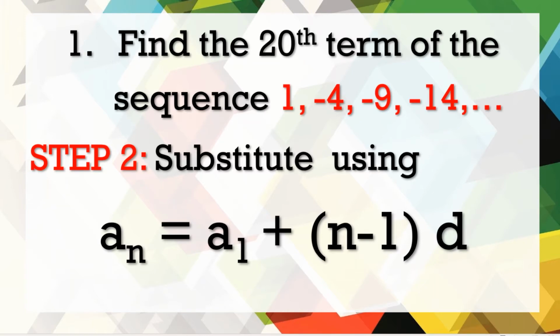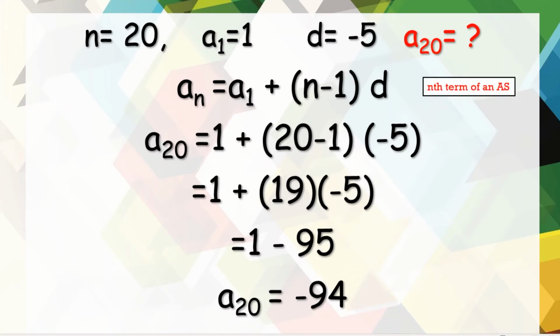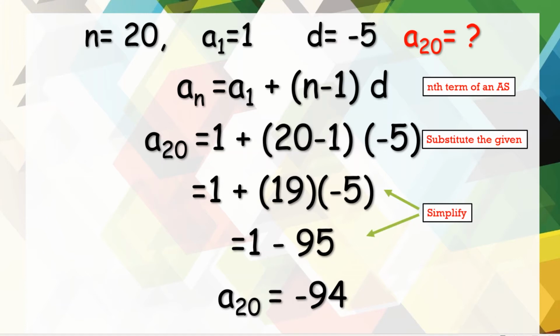Step 2. Substitute using a sub n equals a sub 1 plus n minus 1 times d. We have the given n equals 20, a sub 1 equals 1, d equals -5. Substitute it, we have 1 plus 20 minus 1 times -5. 20 minus 1 equals 19. Multiply it by -5, we have -95. 1 minus 95, we have -94. The 20th term is equal to -94.